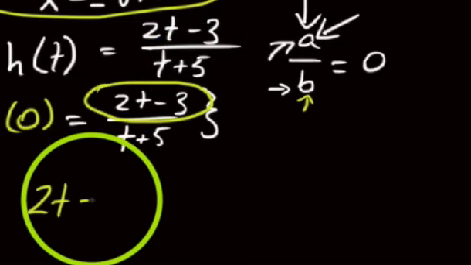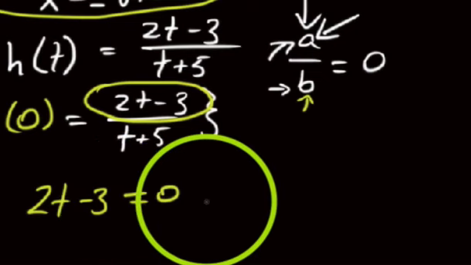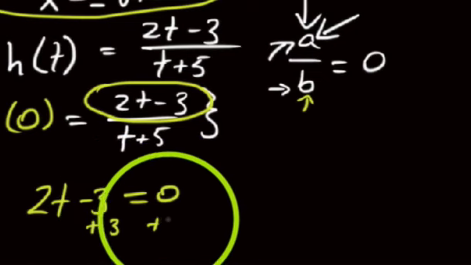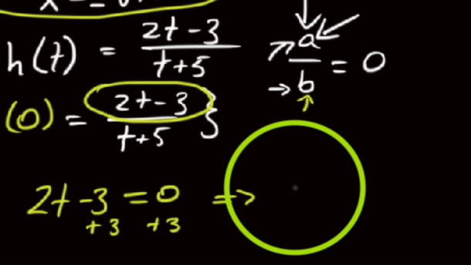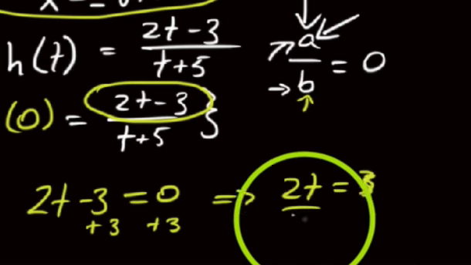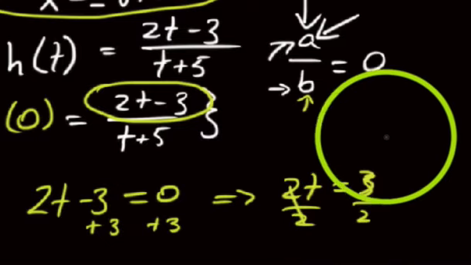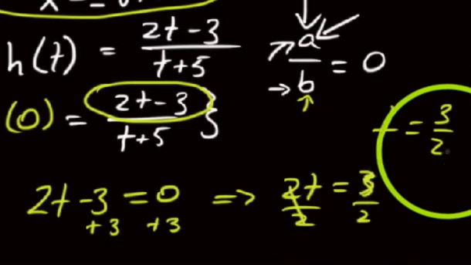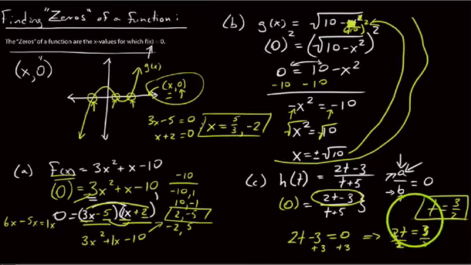So if we set this numerator equal to 0, we say 2t minus 3 is 0, and add 3 to both sides. Now it follows that we have 2t is 3. Now dividing both sides by 2, we just end up with t as being 3/2. So this function itself would actually have only one 0.